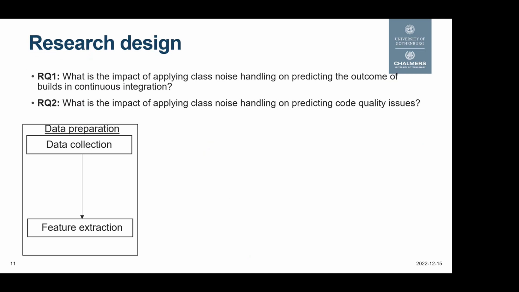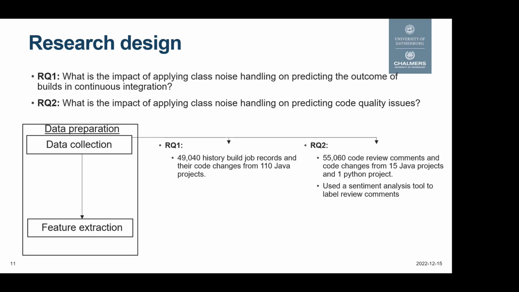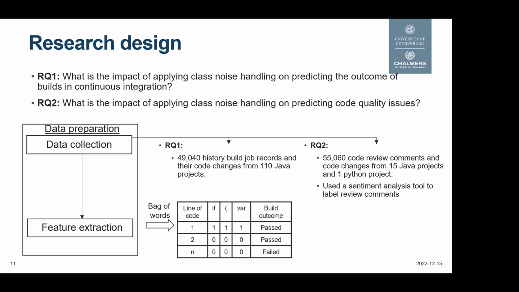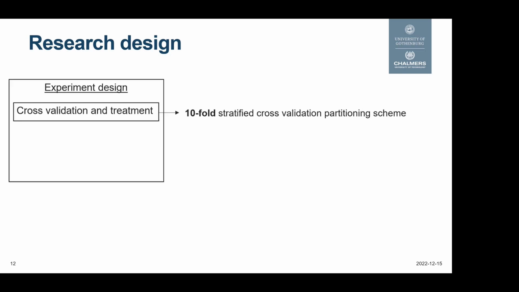And then for the research design, we started the two experiments by collecting the data sets. To answer research question 1, we collected 49,000 history build job records and their code changes from 110 Java projects. To answer research question 2, we collected 55,000 code review comments and code changes from 15 Java projects and 1 Python project. Then we applied the bag of words model to extract features from those code changes. We needed to generate experimental subjects to run some statistical tests and to apply the treatments on, so we used tenfold stratified cross-validation for that.